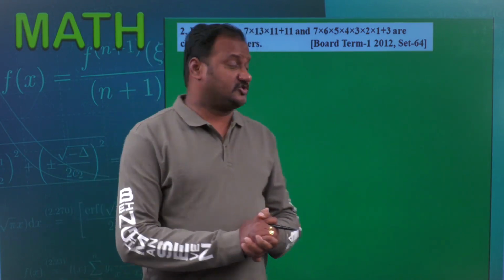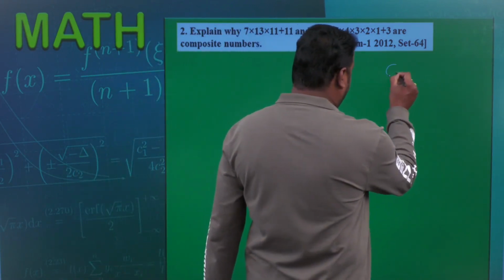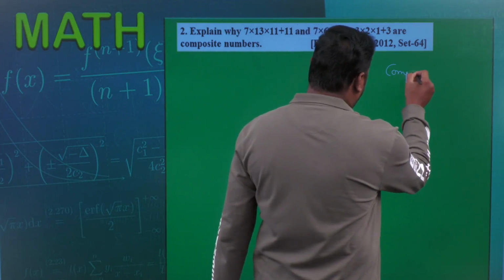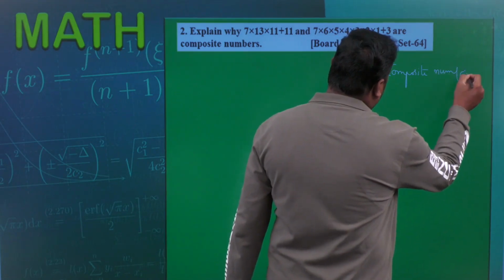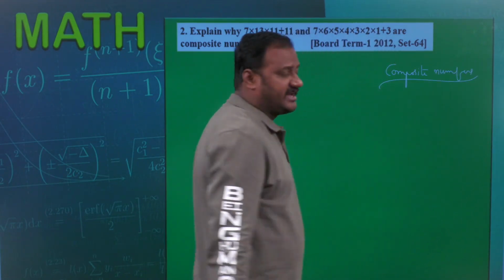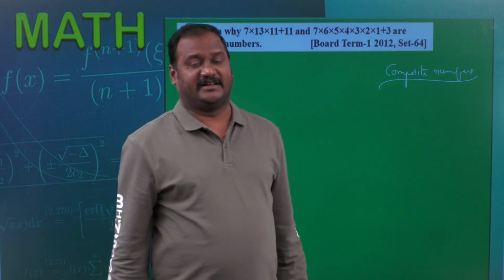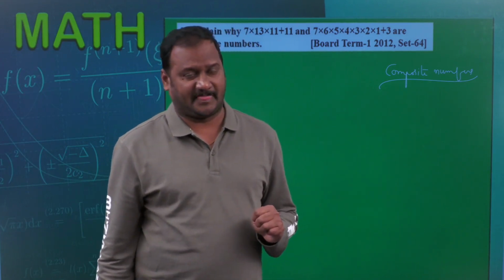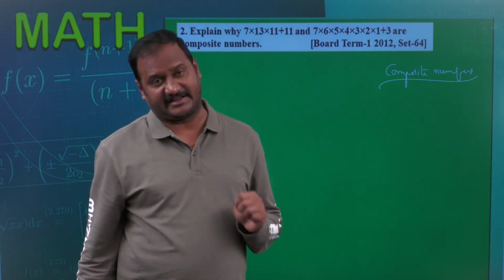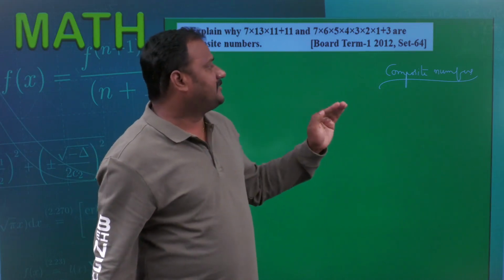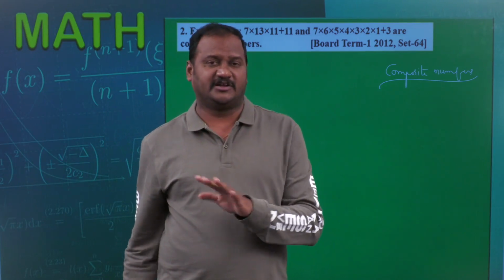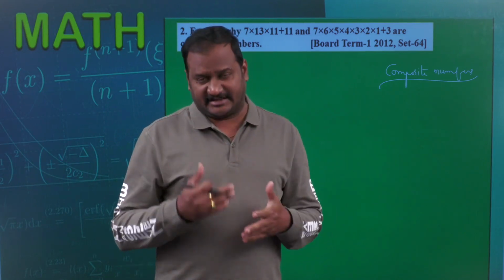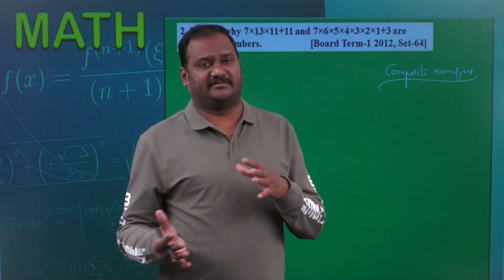So when is a number said to be a composite number? See, composite numbers are the numbers which have at least three factors. The composite numbers start from 4, and by factorizing the number we can easily say whether the number is a composite number or not.